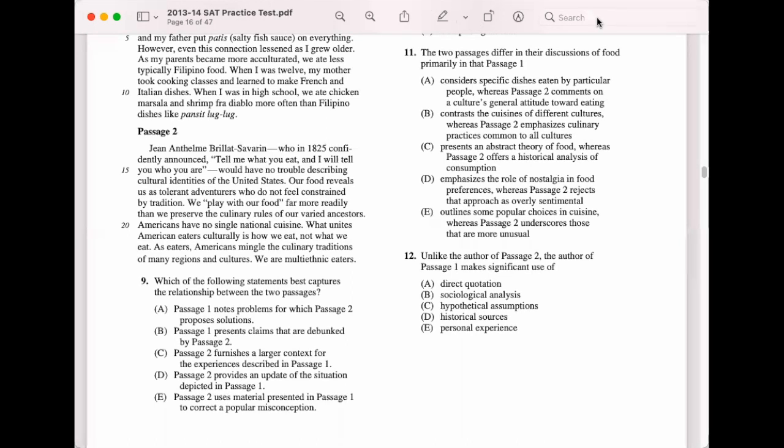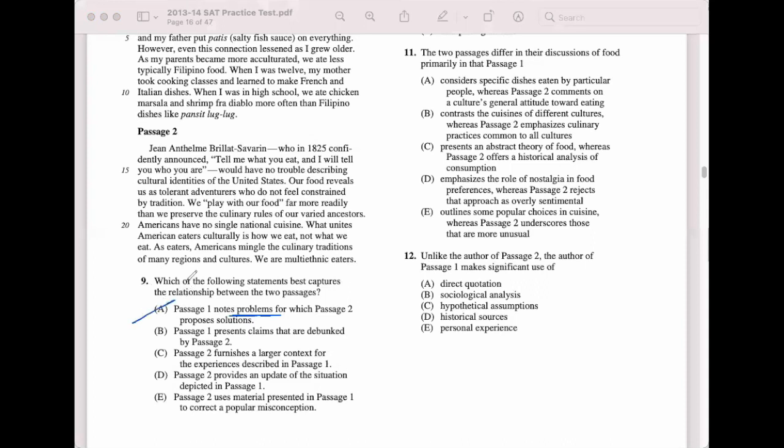Okay, this is a good question. I don't think the right answer is very obvious on the first reading, but we can work with elimination before we come to the right answer. So passage 1 notes problems for which passage 2 proposes solutions. I don't think I would call what the first passage is describing a problem. I don't think he is saying that I wish we did not start eating American food. I wish we had stuck to Filipino food. I think he's describing a process that happened naturally. So I don't like option A.